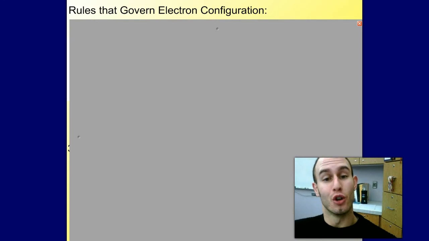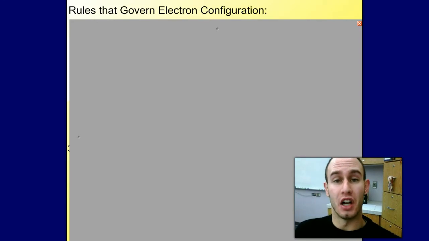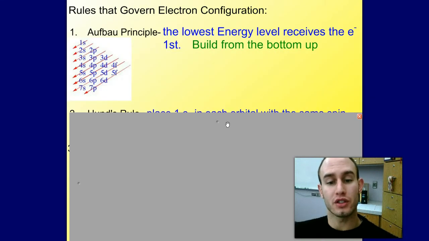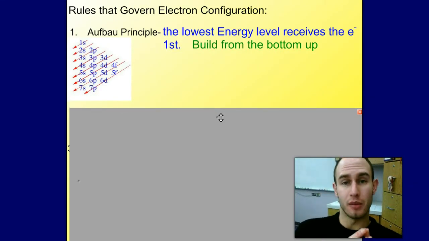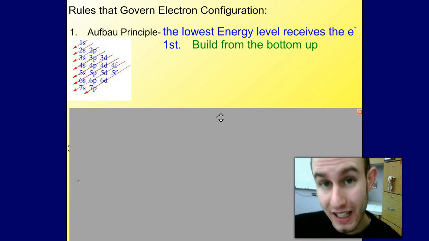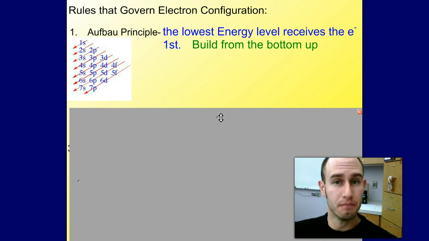We are going to look at some rules that govern electron configuration. First and foremost, let's start with the Aufbau principle. Basically, this is stating that we need to build from the bottom up. If you think of it in terms of building a house, I'm not going to begin building the roof without first building a foundation to put my roof on.